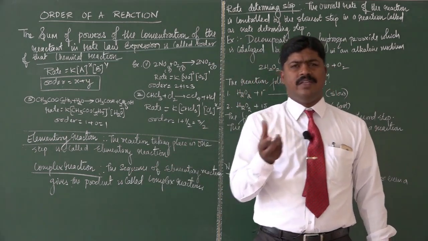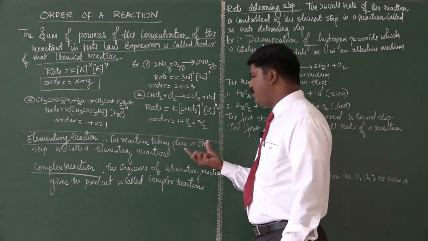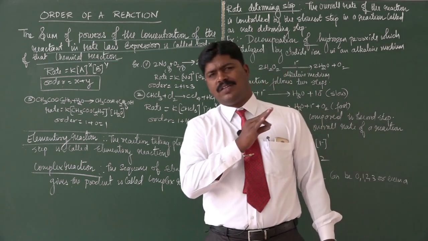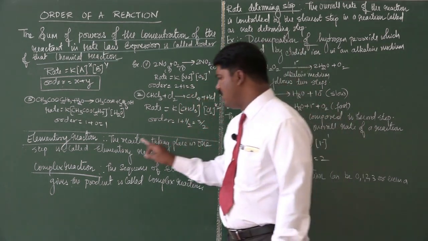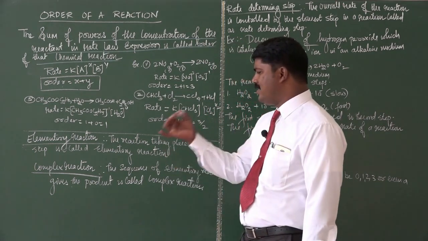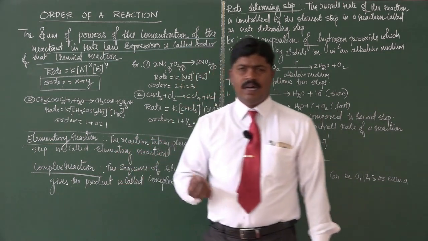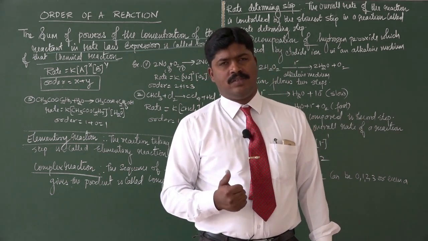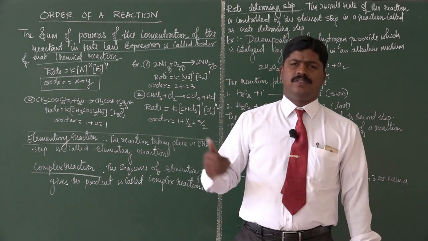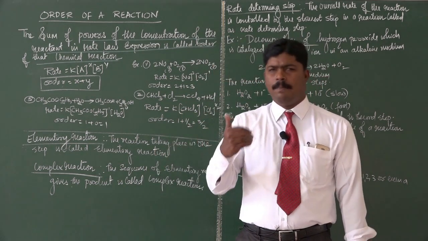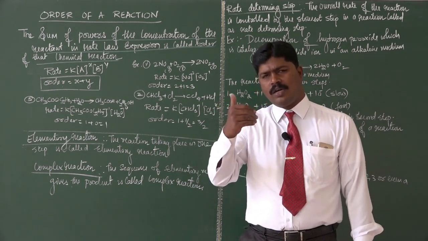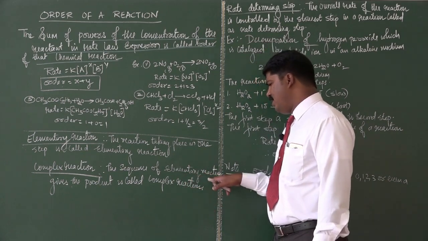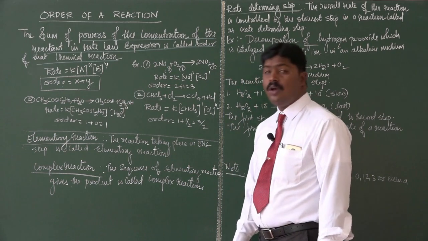The term elementary says the reaction takes place in only one step. That means a reaction taking place in one step is called an elementary reaction. Of course, there are few reactions which are elementary, and many reactions are complex. In organic synthesis or preparations, it is not merely one step; it is a mechanism, a sequence of steps involved. So we call it a complex reaction. The sequence of elementary reactions that gives the product is called a complex reaction.